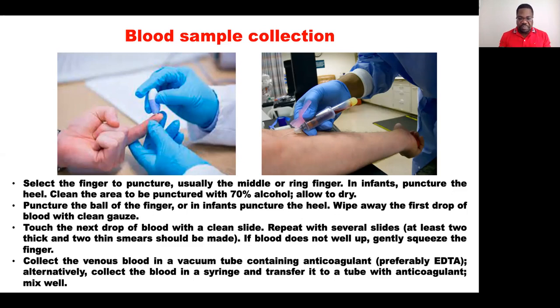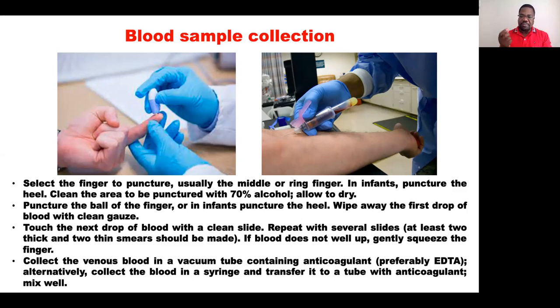And you do then the puncture of the finger. But in children, especially the infants, we can also puncture the heel, okay? But make sure that when the blood comes out from the finger or from the heel, you wipe away the first drop of the blood with a clean gauze. Then you collect the second one.